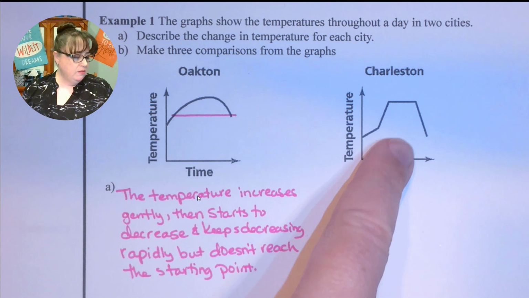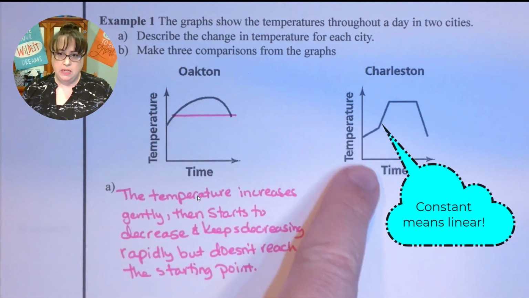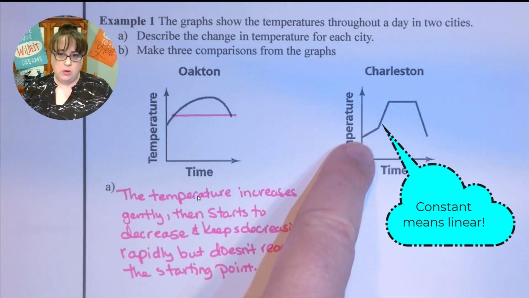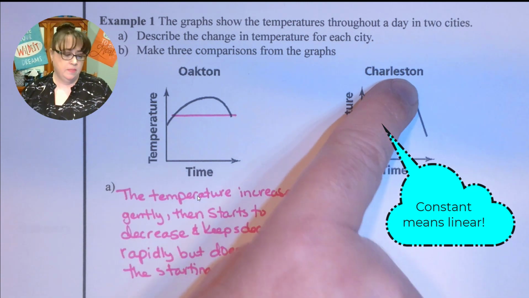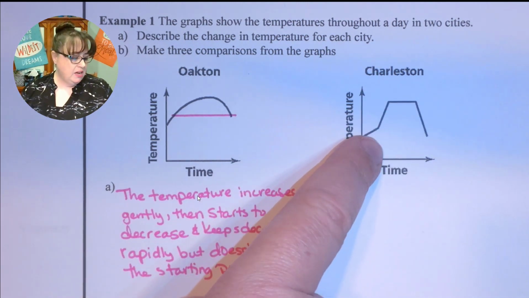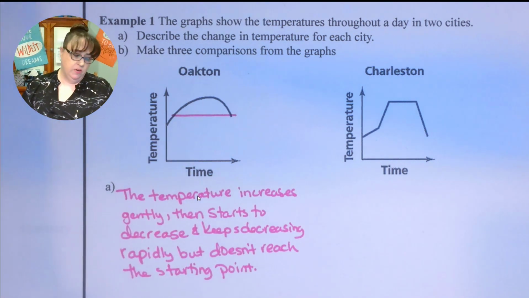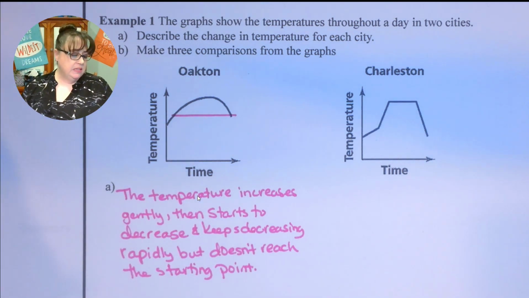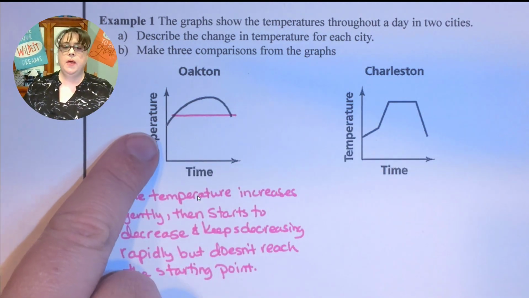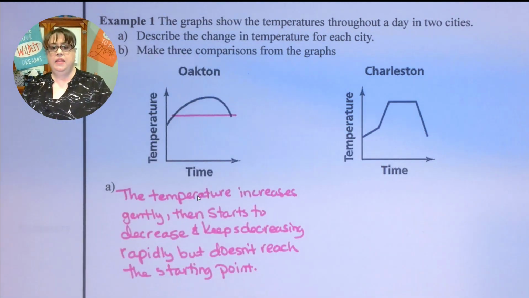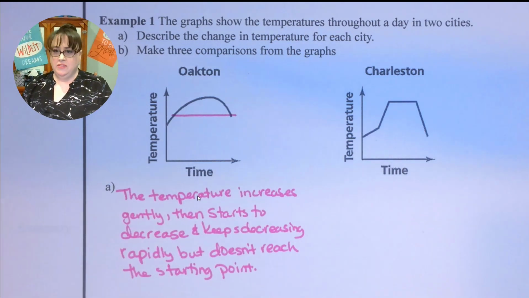So the temperature increases at a constant rate. See how this isn't constant? It curves. This here's a straight line. So it has a constant rate and a constant rate. So the temperature increases at a constant rate. Then it increases at a faster constant rate. Then it stops changing for a time. And then it decreases at a fast constant rate. So this one's all about constant rate, where this one's about gentle, and then decreasing rapidly, but there's a whole lot of other things going on.